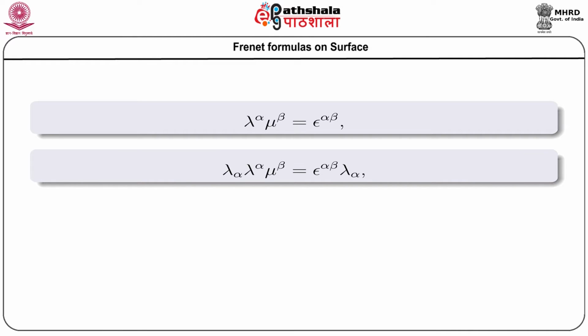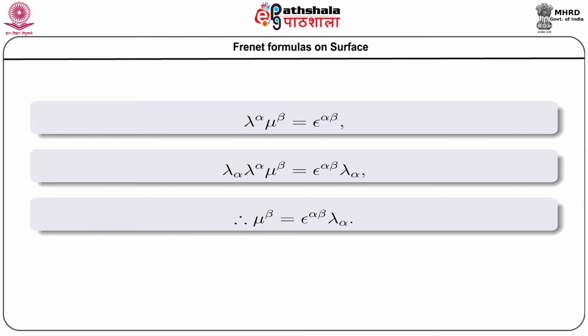Now, again taking the inner product by lambda alpha, that is the covariant vector, with lambda alpha mu beta, we get epsilon alpha beta lambda alpha. From here, as lambda alpha lambda alpha is 1, so we get mu beta equals epsilon alpha beta lambda alpha.